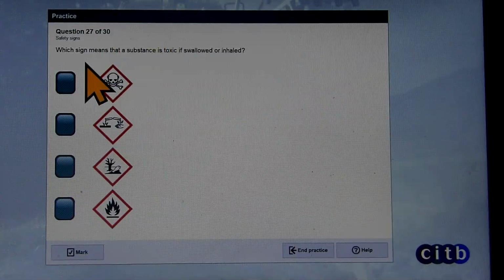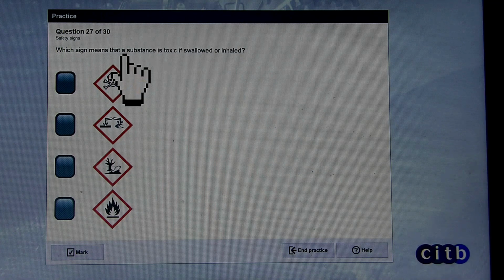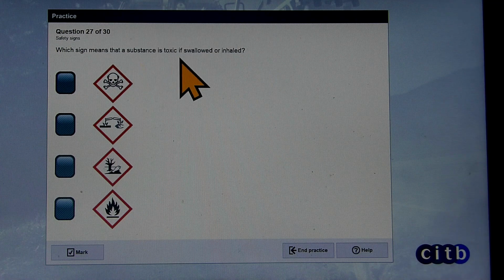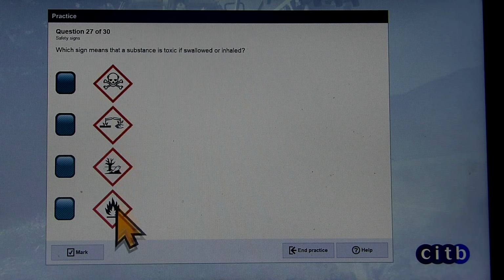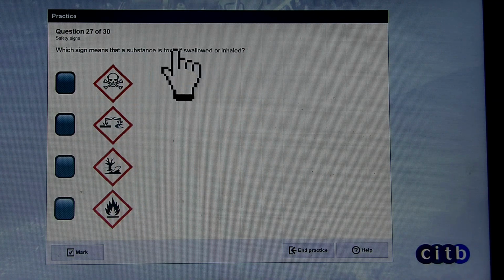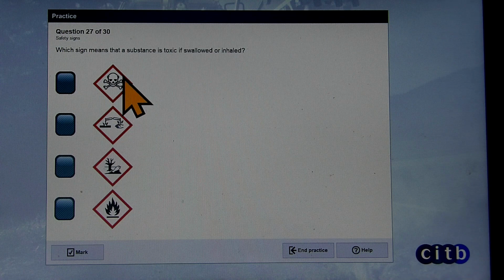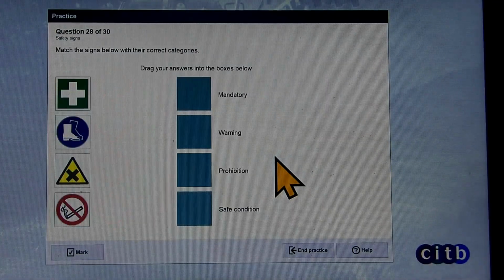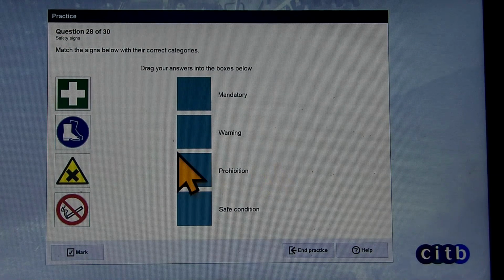Thank you. Which sign means that a substance is toxic if swallowed or inhaled? Which one does it mean is toxic? It is this one. You don't need to go anywhere. This is talking about toxic.